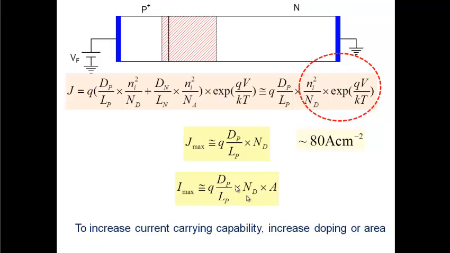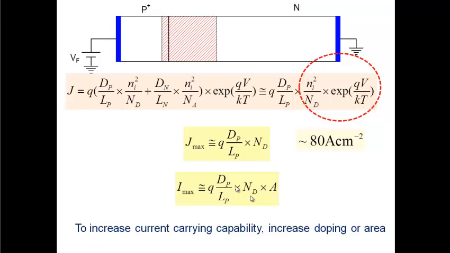Make ND large, increase the doping. What will happen? That's the next thing that we'll do, we'll look at reverse characteristics. The breakdown voltage decreases. So if you make the doping high, the breakdown voltage becomes less here. So that's the price that you have to pay.